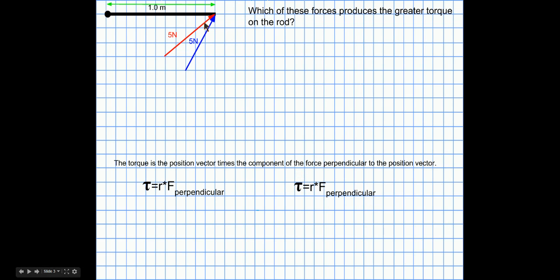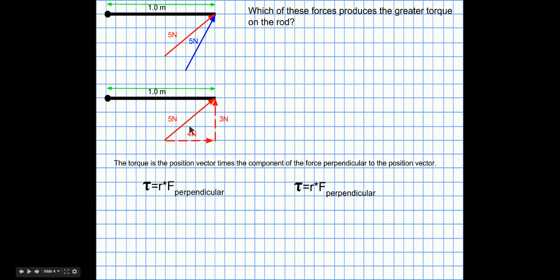So in this particular question, it asks, which of these forces produces the greater torque on the rod? You'll notice that this rod is supposed to be spinning around this hinge right here. It's a 1 meter long rod. The red force and the blue force are each 5 newtons, and they're being applied to the same point. So the torque is a position vector times the component of the force perpendicular to the position vector.